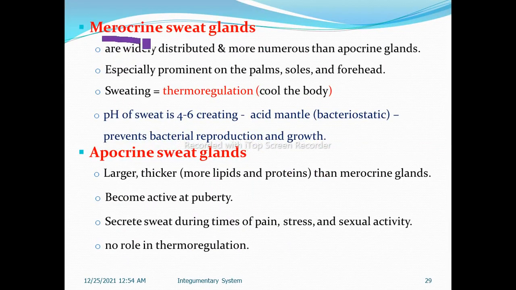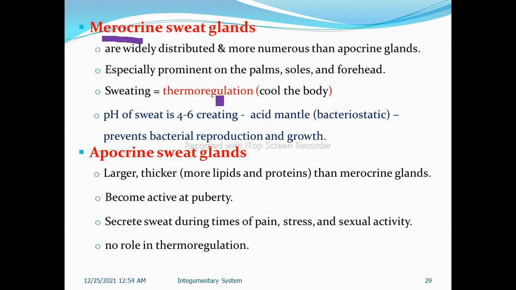We will see the other differences later. Now let us see merocrine sweat glands. They are widely distributed and more numerous than apocrine glands, found over a large surface of the body, especially prominent on the palms, soles, and forehead. A very important thing is that merocrine glands are used for thermoregulation. They cool off the body during sweating.